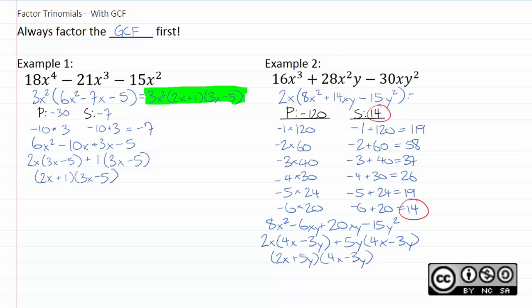But again, we can't forget that GCF, so I'm going to write 2x times 2x plus 5y times 4x minus 3y. So just remember, when you do these problems, you need to not forget the GCF, and you also need to factor it out before you do anything whatsoever. Keep that in mind for the rest of this chapter, because if you don't, you'll make these problems a lot harder than they really are.